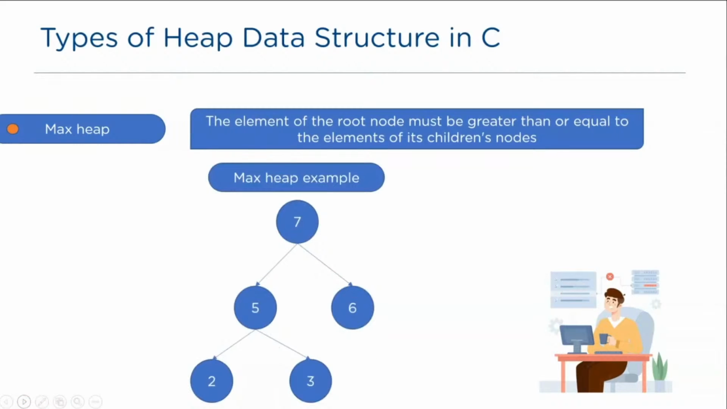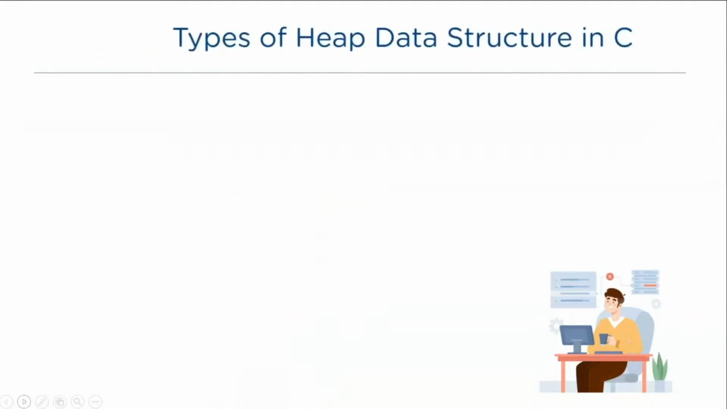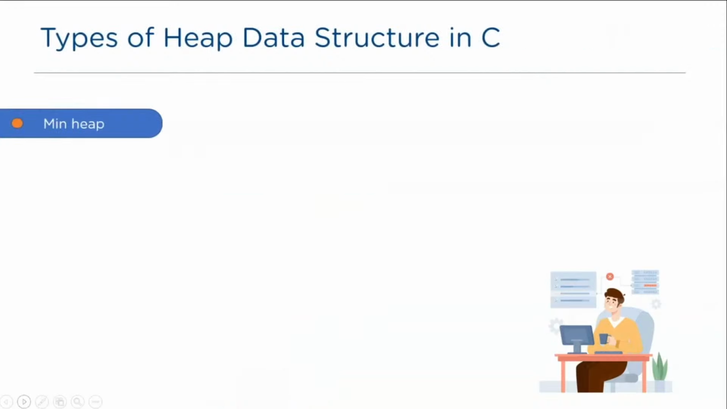In this particular example, 7 is the largest element among the nodes. So when you look down the heap, the parent node element is greater than its children nodes. For example, root node 7 is greater than 5 and 6, and 5 is greater than its children nodes 2 and 3. Min heap is just the opposite of max heap.